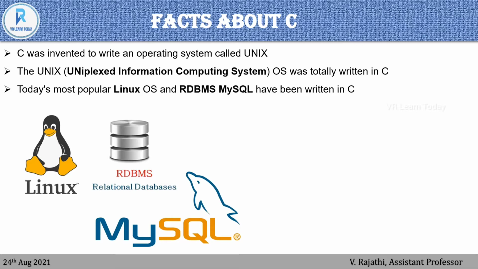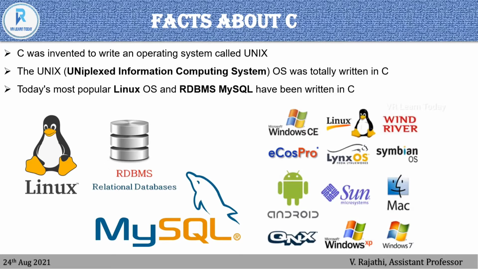We have to know what an operating system is. These are some examples of operating systems: Windows, Linux and Windows XP are the operating systems used in our laptop or system. If you are using an Android mobile, Android OS is your operating system, and if you are using an Apple mobile, it is Mac OS.